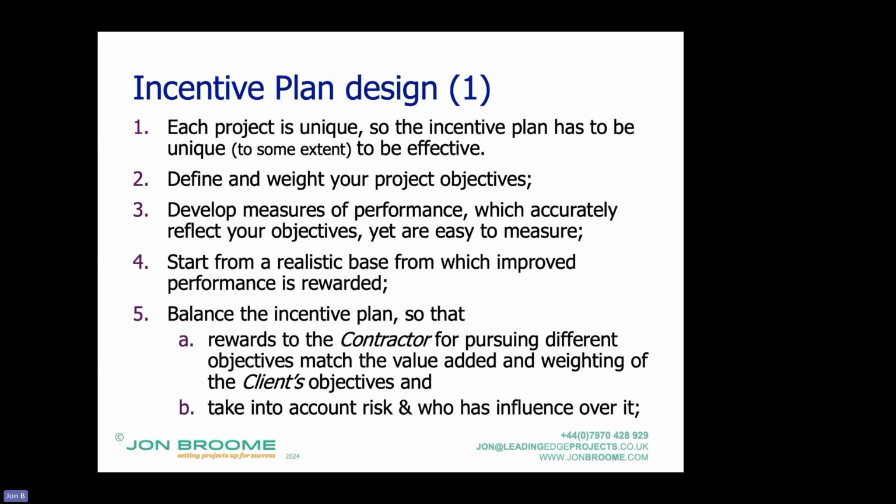Develop measures of performance which accurately reflect your objectives yet are easy to measure, and they can, if you like, go against each other. And there is, what is it, Goodhart's rule, is it something like that? Whatever you measure becomes the objective. So you want those to be in alignment, but you also want them easy to measure, because what you don't want is arguments over have you achieved that, has the contracting party achieved that objective. You want to be able to clearly say it's achieved that objective.